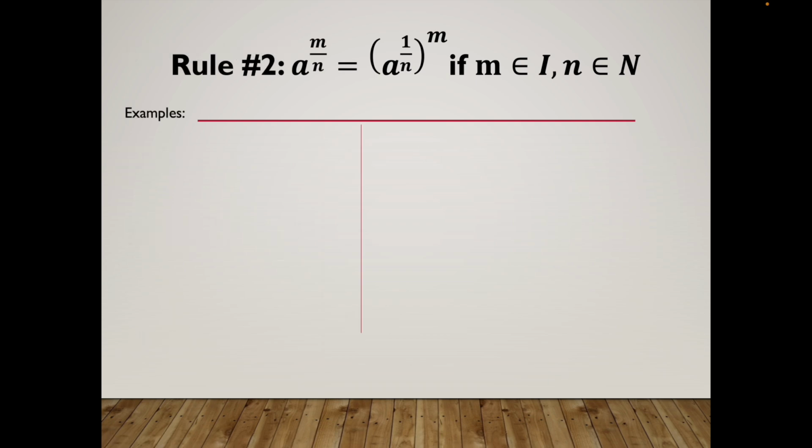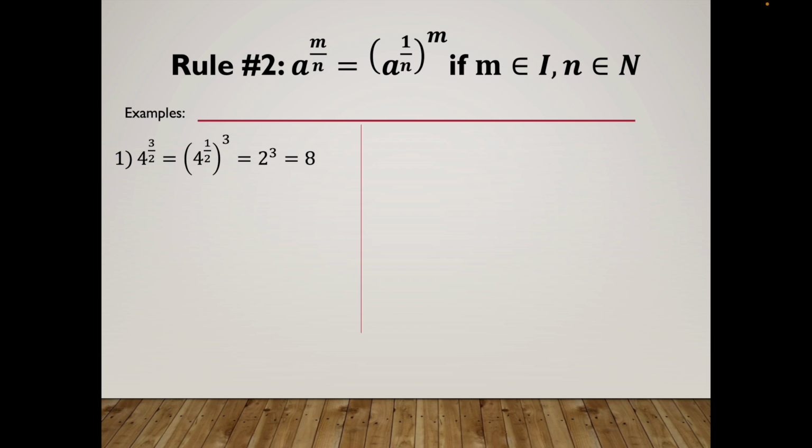The second rule is just if you have something like a to the power of m over n, it is the same thing as a to the power of 1 over n with the m on the outside. This might be helpful because sometimes you might see a fraction and you're not sure how to manage that fraction. So it might help for you to just take the numerator out of the equation and have it as just 1 over a number and then do the root of that number.